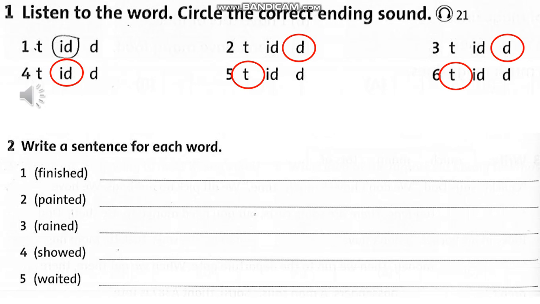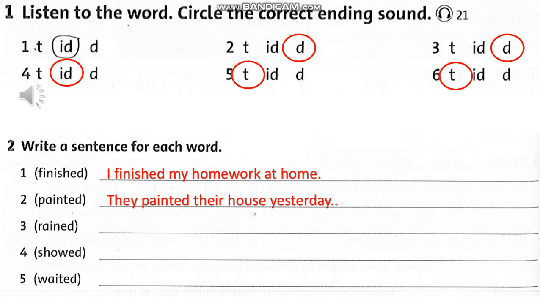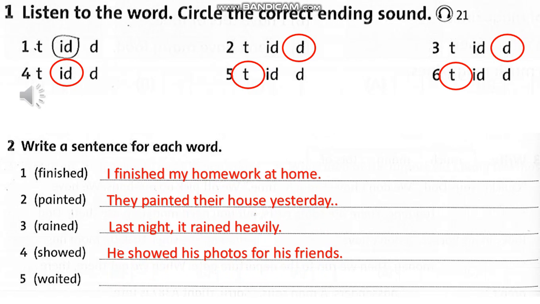So look at my answer. Are you correct? Part 2. You write a sentence for each word. Examples. I finished my homework at home. They painted their house yesterday. Last night it rained heavily. He showed his photo for his friends. She waited him for an hour.